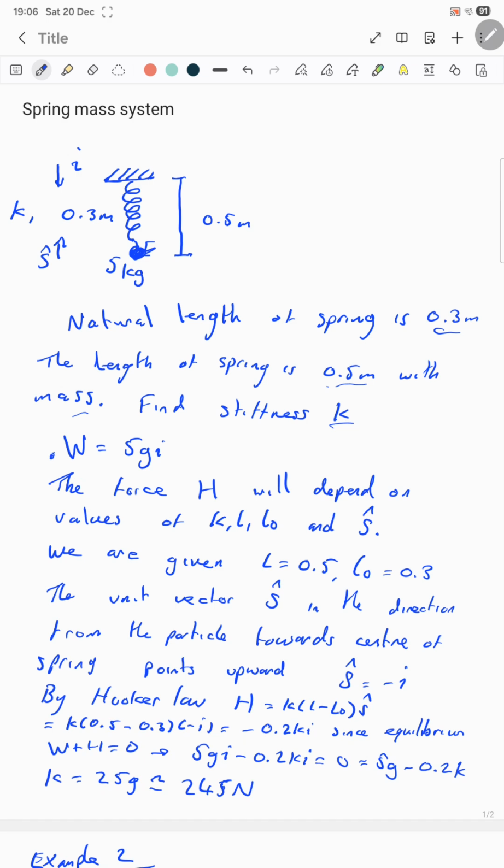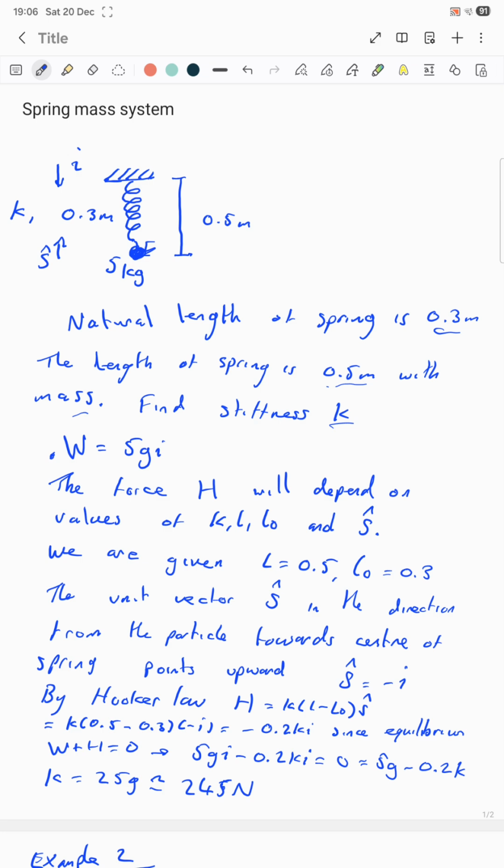Now as given, we already know that W equals 5gi because we're given the weight of 5 kg, and the force H will depend on the values K, L and L sub 0, and as we are given, L equals 0.5 and L sub 0 equals 0.3.